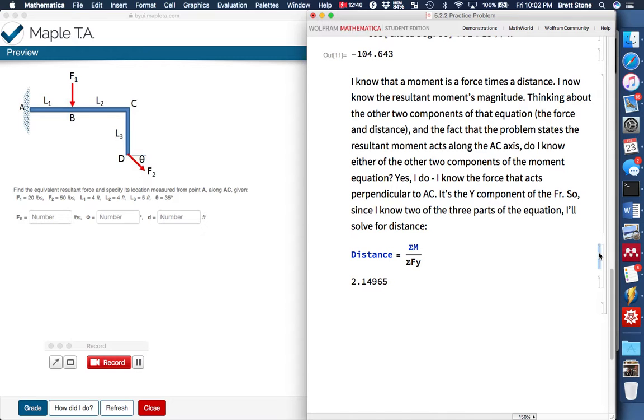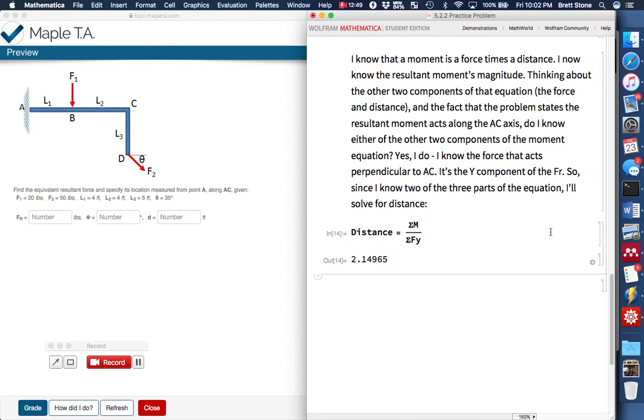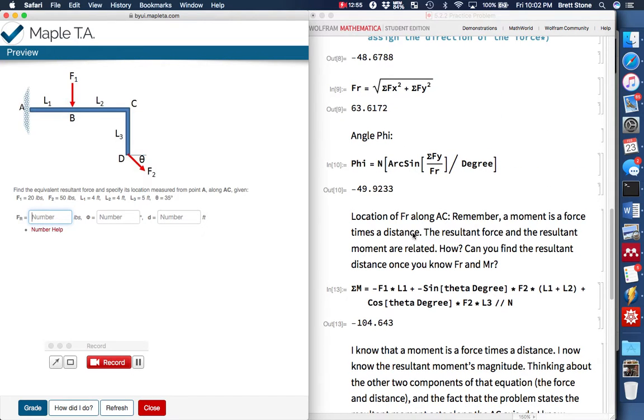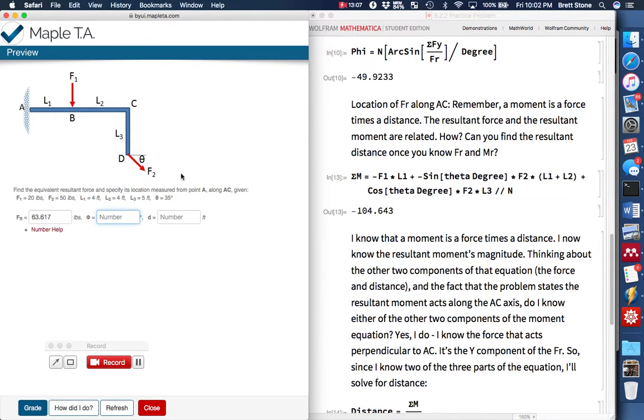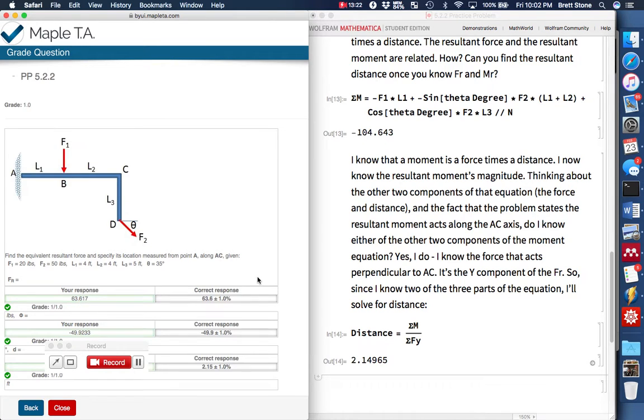And you've probably seen what the key to doing that is here. I didn't evaluate up here, sorry. Let's try that one more time. So let's plug these in and see if we got things right. If we did our force resultant at 63.617 and phi is negative 49.9233 and our distance is 2.149, we say great, then Yahoo, we got it right.